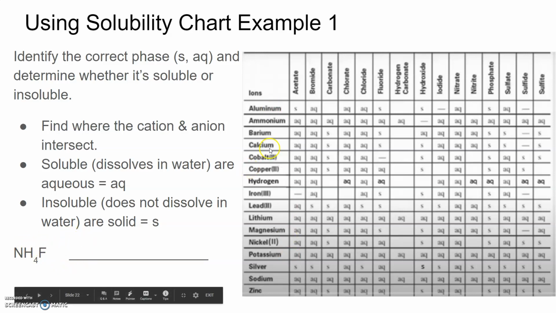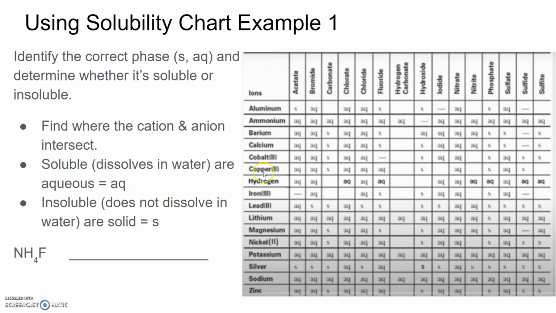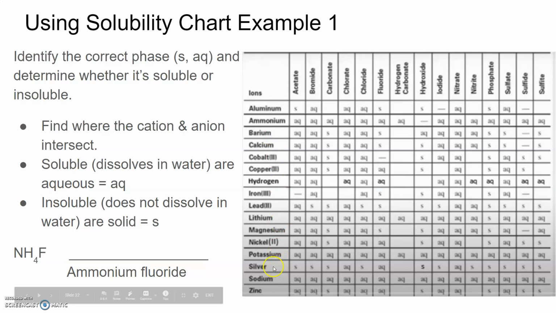Now notice that these are written with the names, so we have to know what the names are. So I'm going to help you out with that. NH4F is known as ammonium fluoride. So the first thing is I have to find the cation, ammonium, and you'll find that along this vertical column. So ammonium, I'm going to look for it, and here it goes.